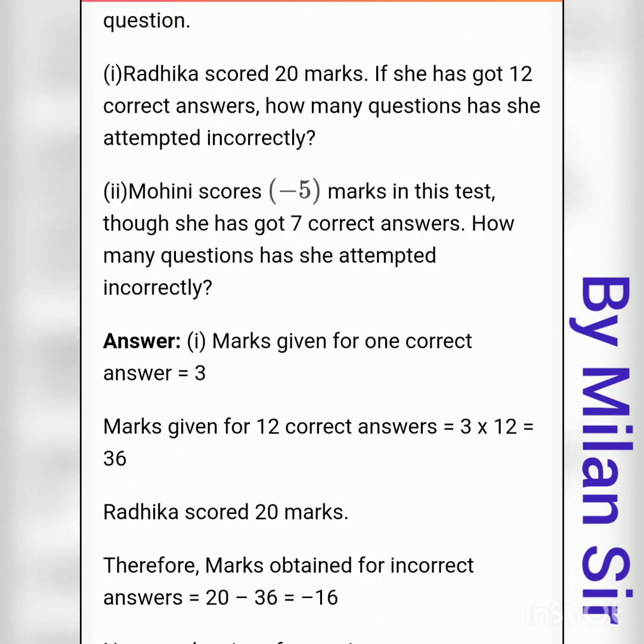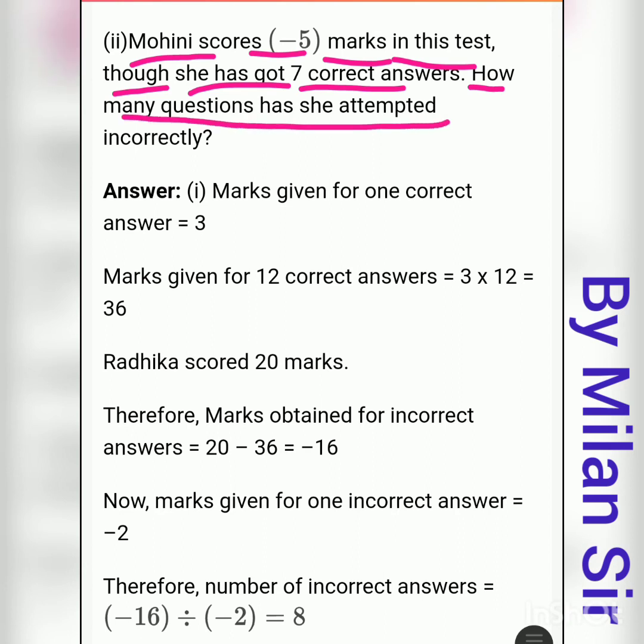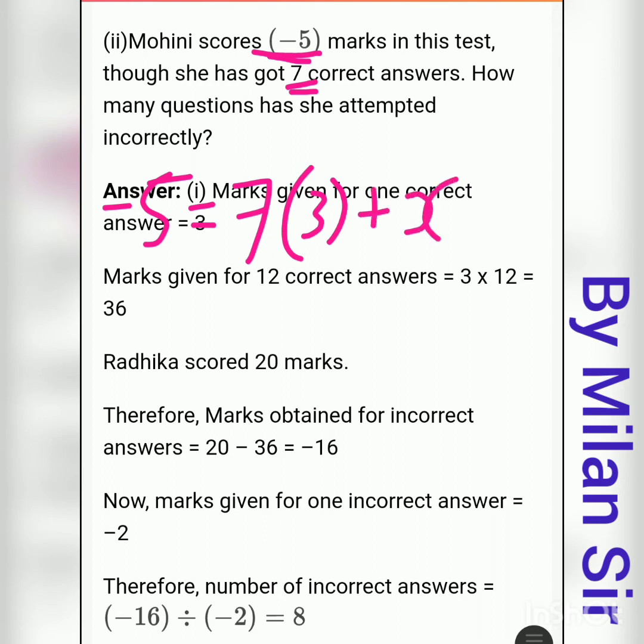Then second question. Mohini scores -5 marks in this test. So she has got 7 correct answers. How many questions did she attempt incorrectly? A similar type of question. Total score -5 is equal to, now 7 correct answers. So 7 multiply, for correct answers 3 marks are there, so multiply 3, plus number of incorrect answers that we don't know, x.